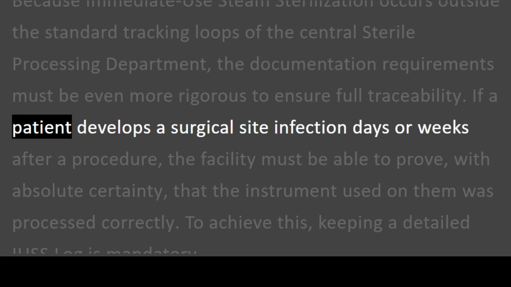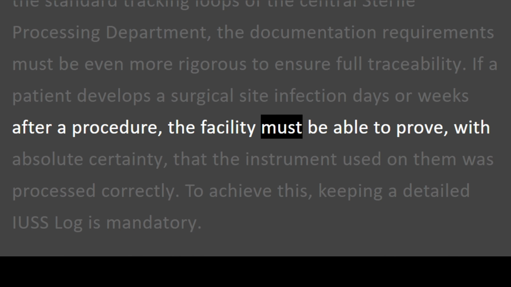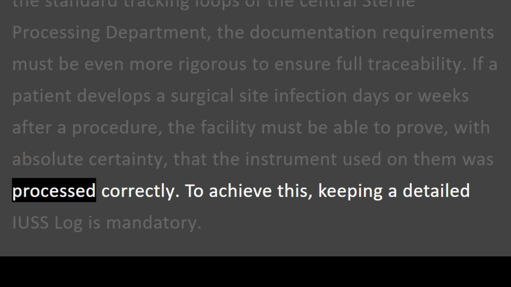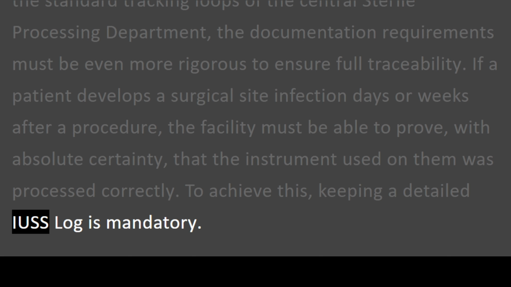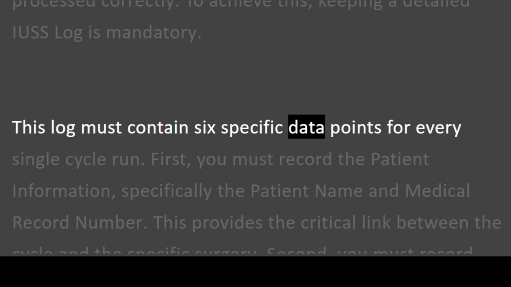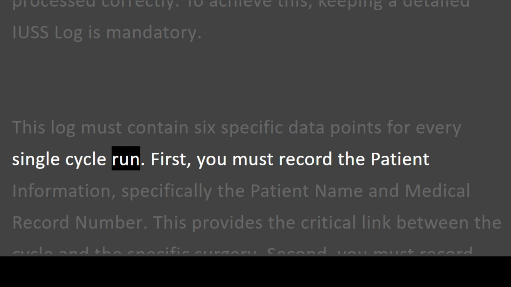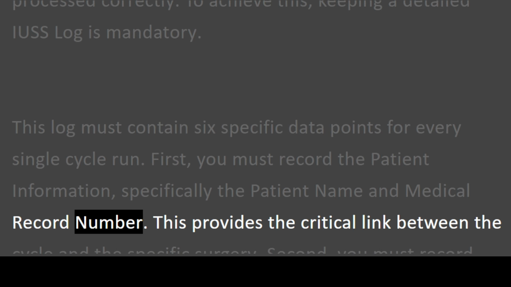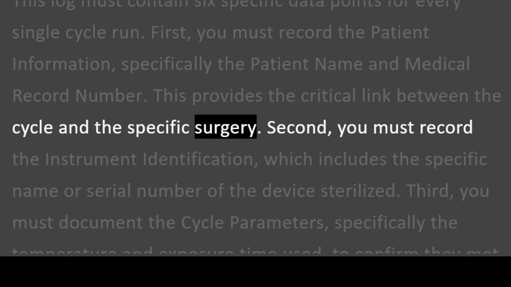If a patient develops a surgical site infection days or weeks after a procedure, the facility must be able to prove, with absolute certainty, that the instrument used on them was processed correctly. To achieve this, keeping a detailed IUSS log is mandatory. This log must contain 6 specific data points for every single cycle run. First, you must record the patient information, specifically the patient name and medical record number. This provides the critical link between the cycle and the specific surgery.